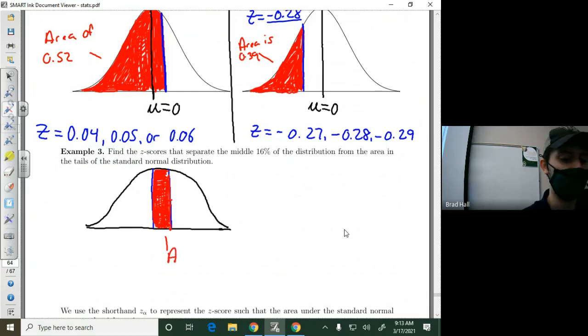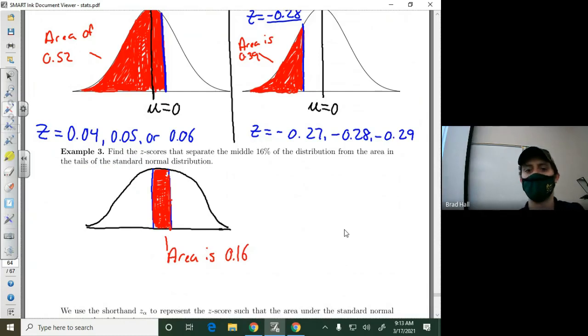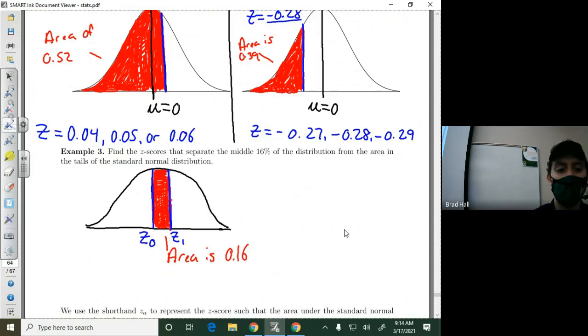So really what this is saying is that the area is 0.16. Because remember, this is a normal distribution. And so the middle 16% will correspond to an area of 0.16. So we need to somehow use the table to understand, well, we're trying to find these z-scores. So z0, z1, whatever these are. And so the table doesn't tell us how to find values in between. It tells us how to find to the left or right.